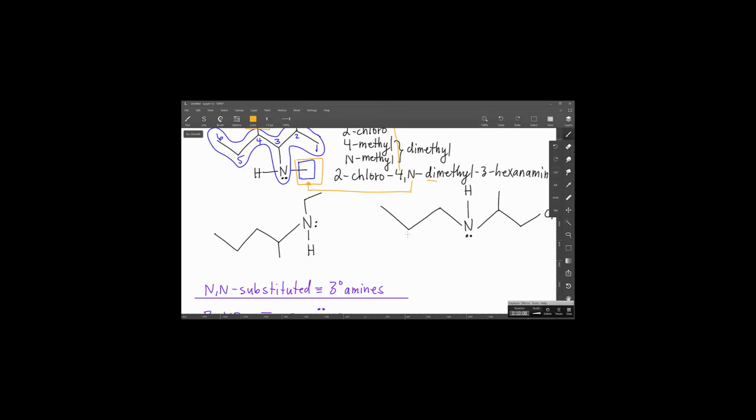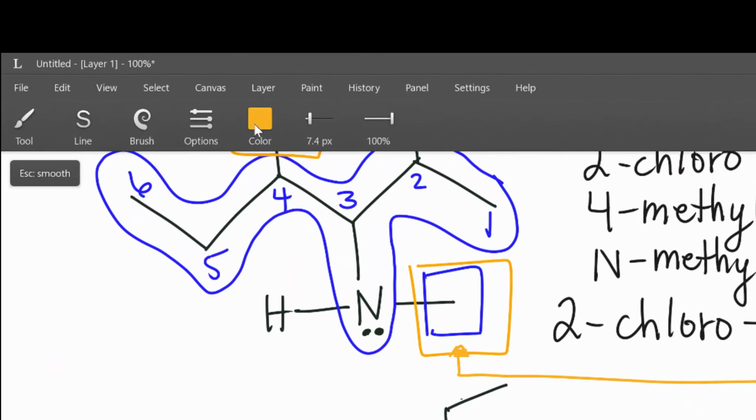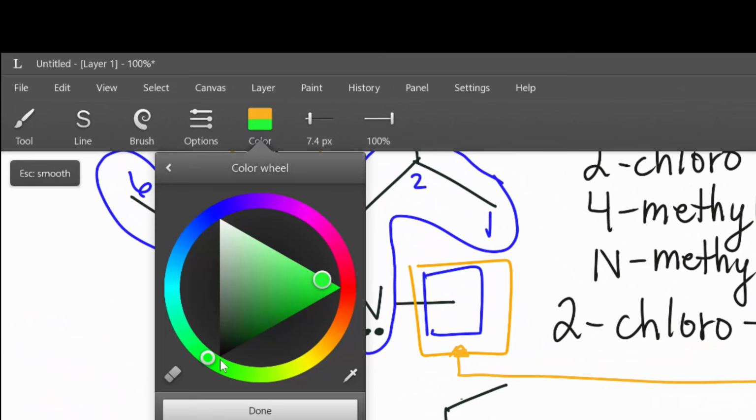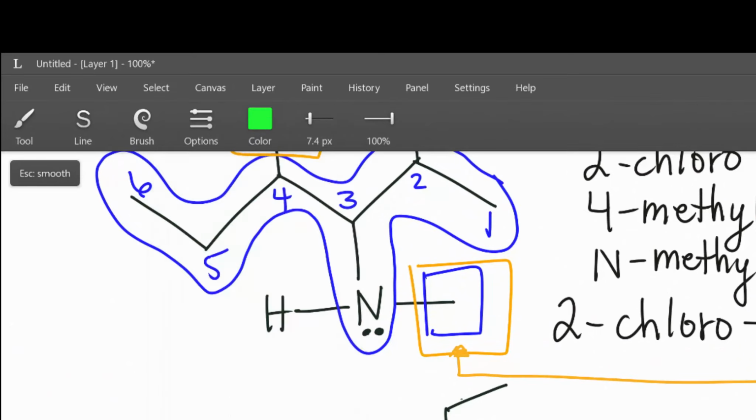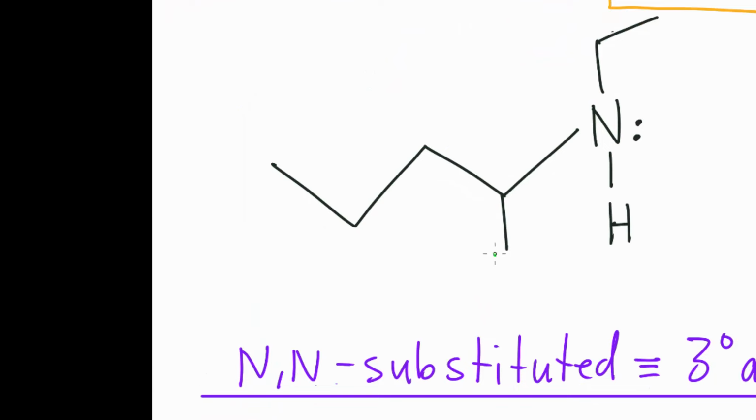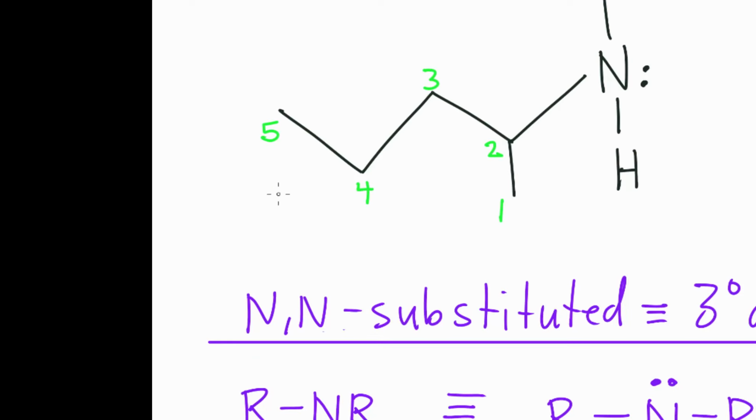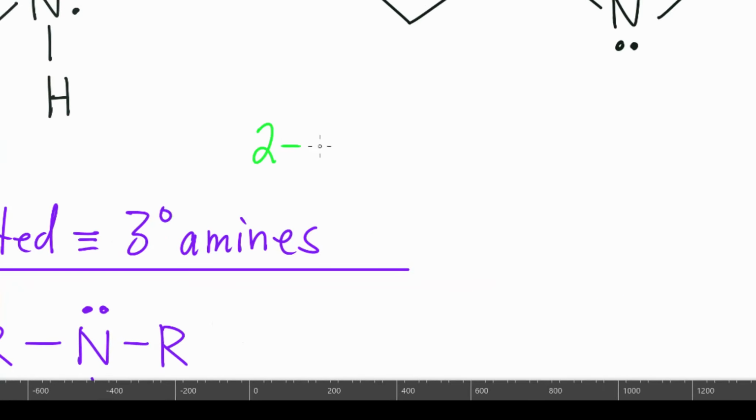Okay, if we look at this second one, this would actually confuse some people, but it should not. Okay, we start our numbering here. 1, 2, 3, 4, 5. Okay, so our amine group is on carbon 2. So this is going to be a 2-pentanamine.